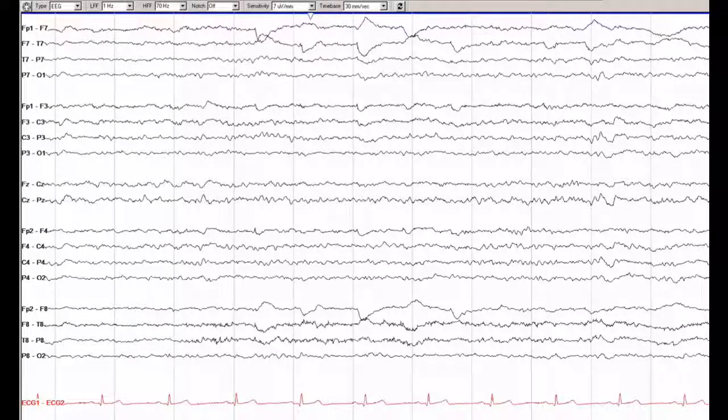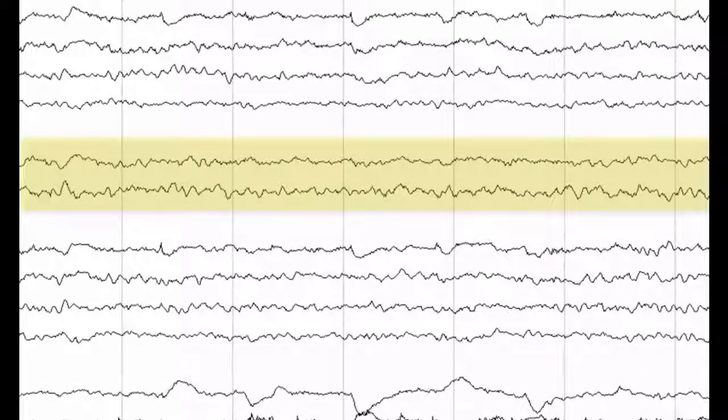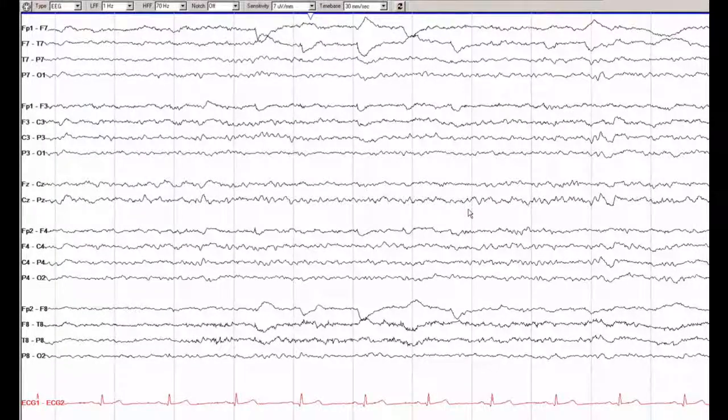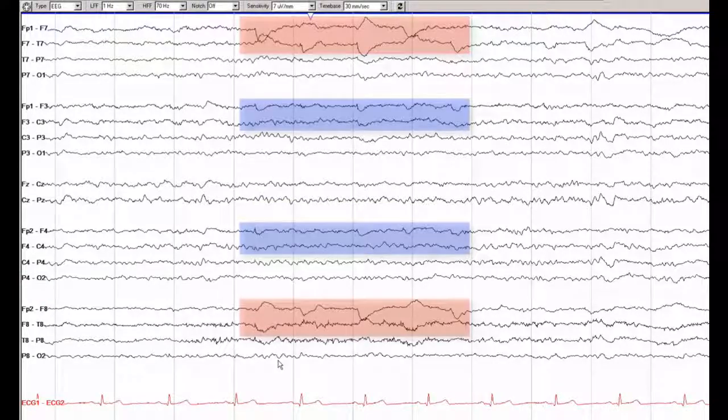Here, in comparison to the slow wave sleep, you can see that the background is much lower voltage and that the main waveforms seen are in the alpha and beta range, perhaps seen best when focusing on the midline. In addition, there is very little or almost no muscle artifact. Finally, we see some very complicated eye movements which have both a horizontal and vertical component.